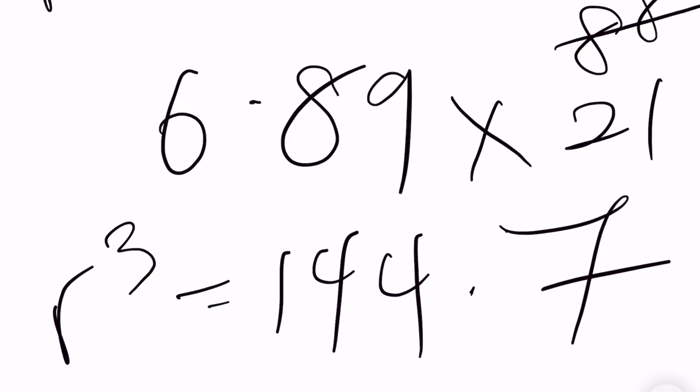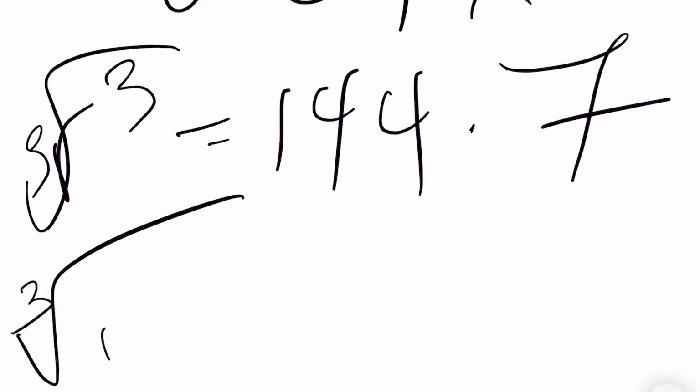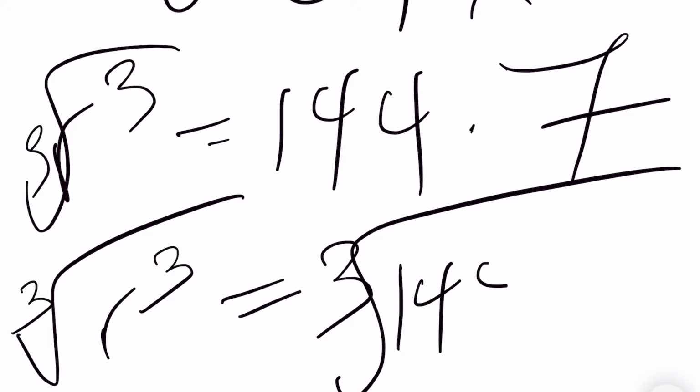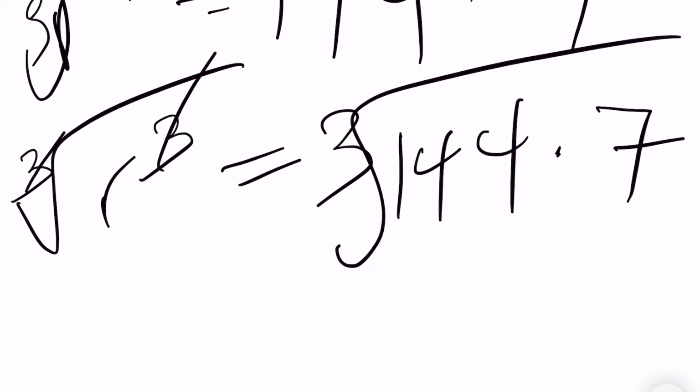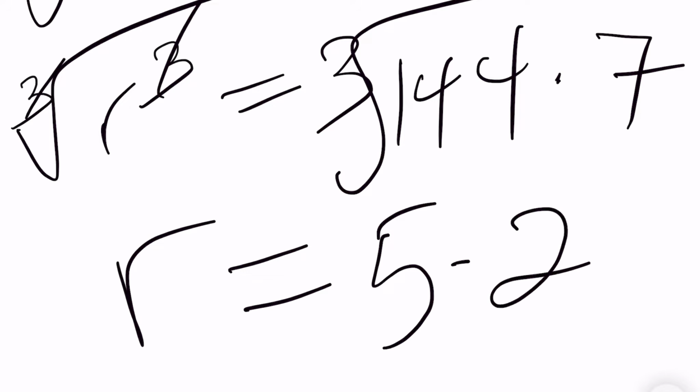We have r cube to be 144.7. So r equals the cube root of 144.7. When we use our calculator to find the cube root of 144.7, we have our r to be 5.25. Our radius will be 5.25.